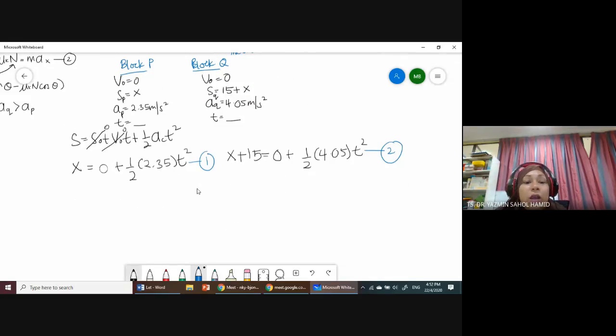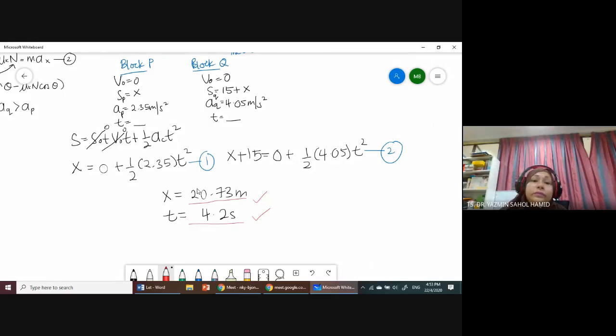So can you please calculate quickly for me what the answer is? If you calculate quickly, you get X is 20.73 meters and the time T is equal to 4.2 seconds. So this is the answer.